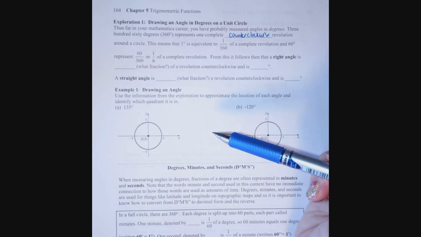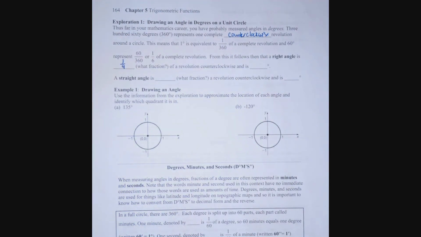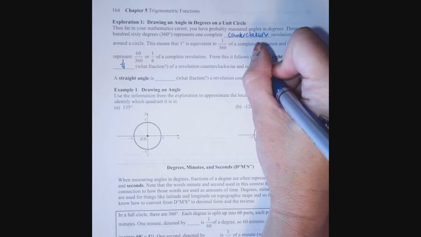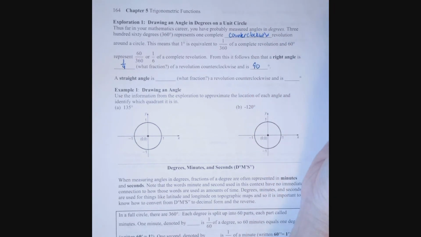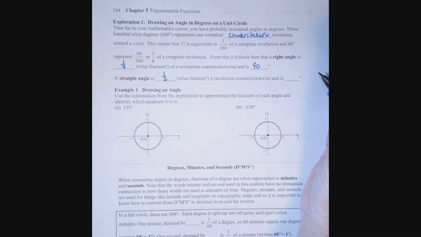From this it follows that a right angle is 1/4. 90 out of 360 simplifies to 1/4 of a complete rotation. It's going to be 90 degrees. A straight angle is 1/2 of a complete rotation and is 180 degrees.